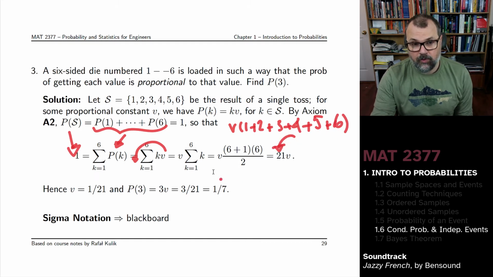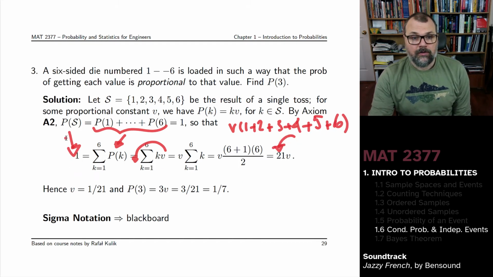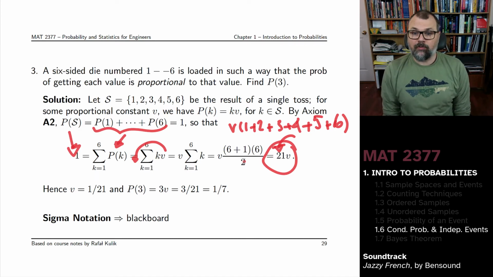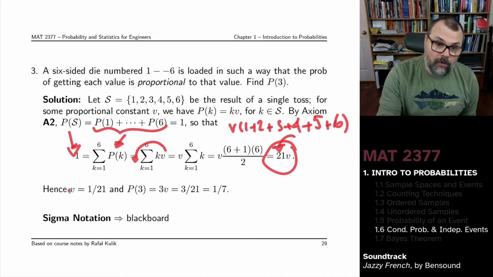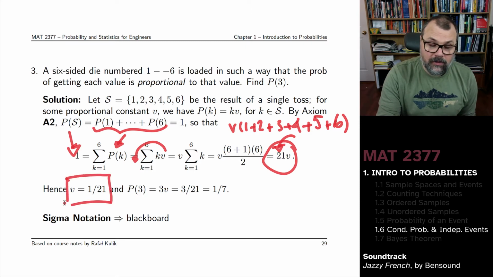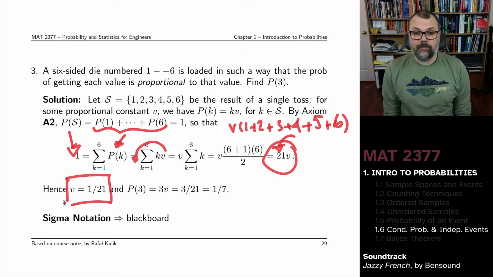You get 21v. So the full sum has to be 1, but you know that it's equal to 21 times a constant of proportionality, and so that constant of proportionality is 1 over 21.